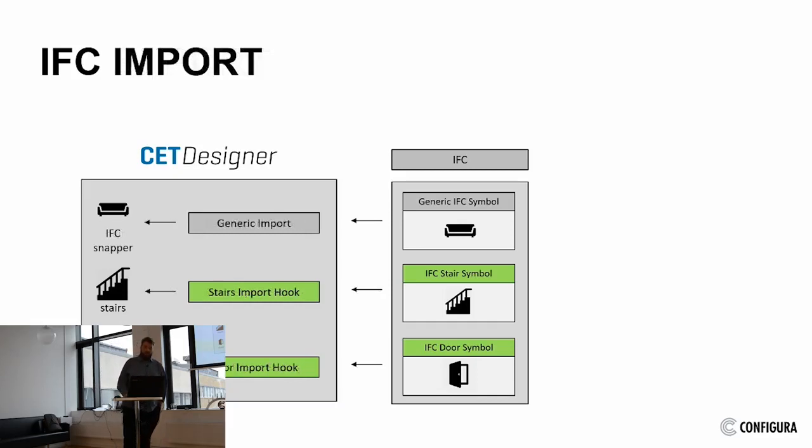We have done the same for import, but here, instead of factories, we use hooks. So if you have a specific IFC stair symbol, you import it, it goes through the stair import hook, and you will get the stair snapper on the other side. So we can take a quick look at that as well.